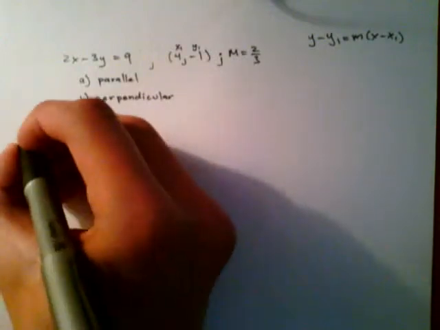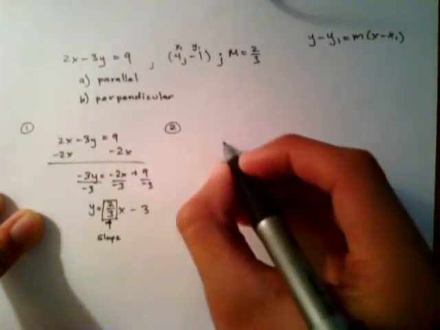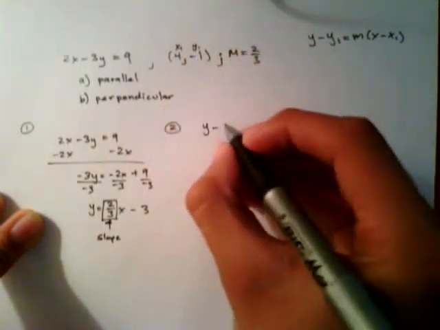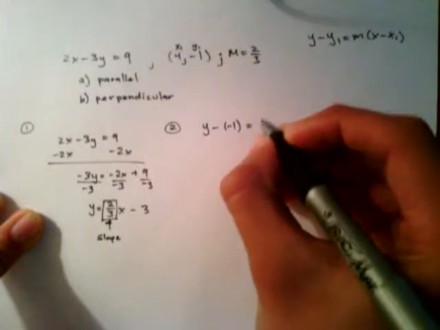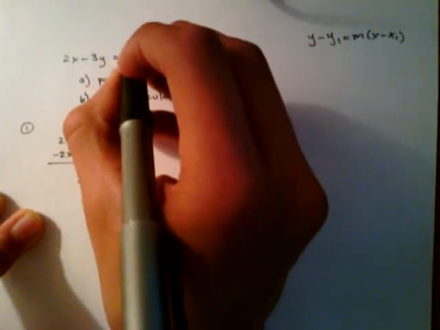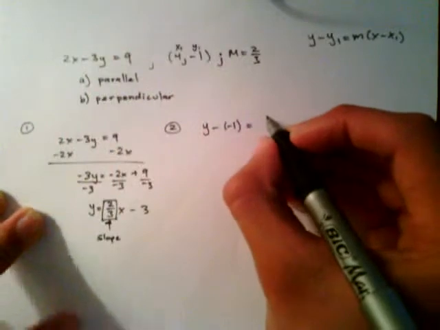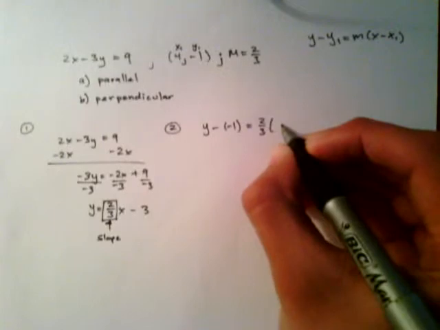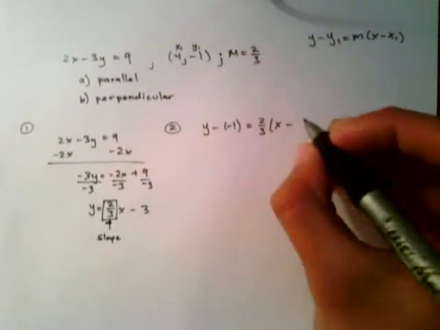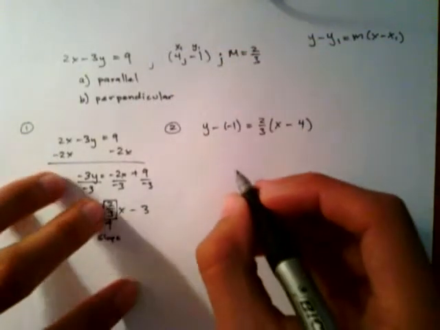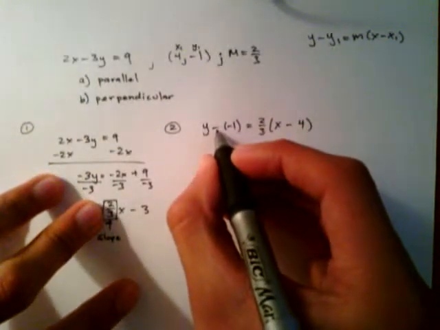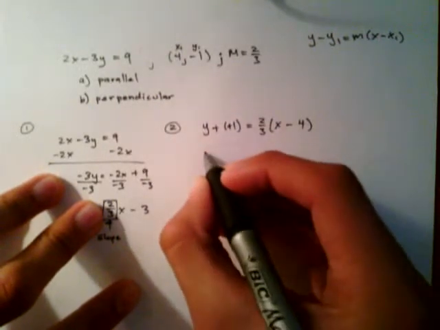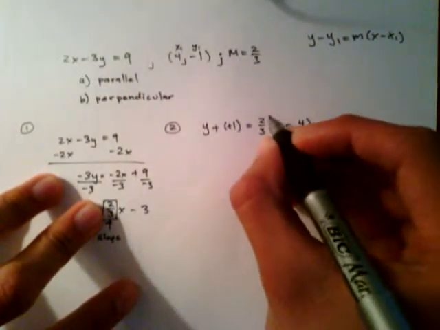And now we'll proceed to our second step. So we have y minus y1, our y1 is negative 1, is equal to our slope that is parallel to this linear equation, and for it to be parallel we must have the same slope, which is 2/3. Then we have x minus x1, so our x1 is 4. Notice again that we have a subtraction sign followed by a negative number, so we'll proceed by changing the signs. So we have y plus 1.